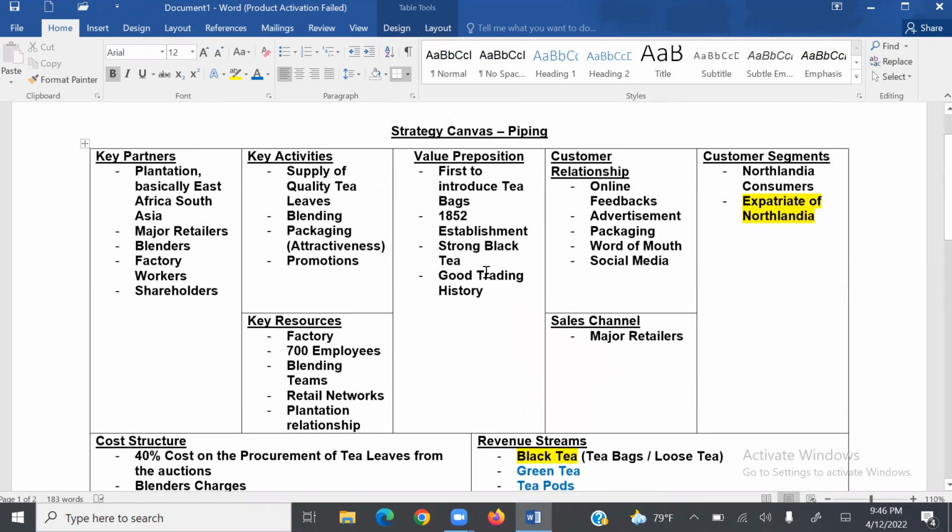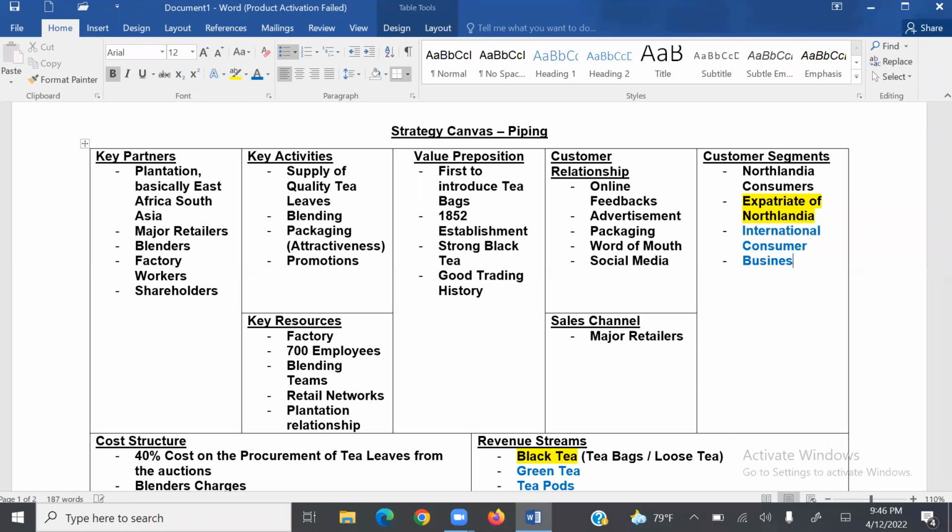And coming into the customer segments as well, now if you say Northland India consumers, expatriates of Northland India, what we can do is target and expand the global market. We can go for the international consumer group, that is, we can end up as a multinational. So there is a point of view of moving from local to international as well. So that is one more thing.